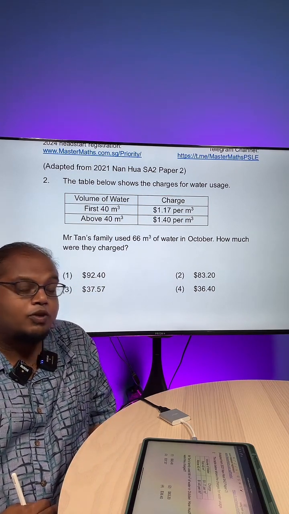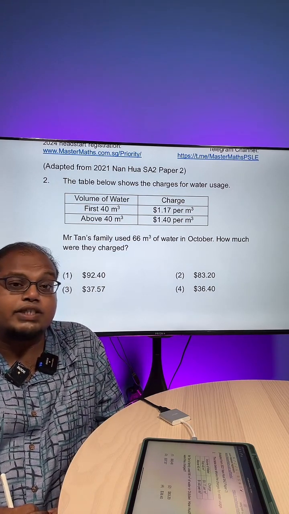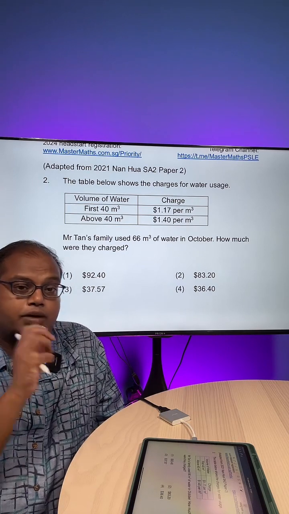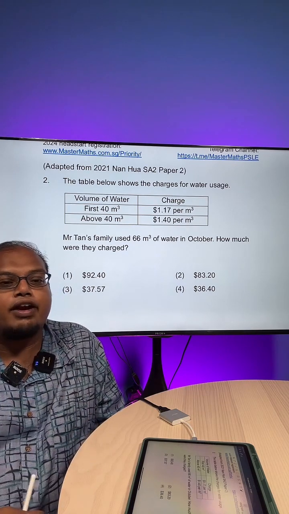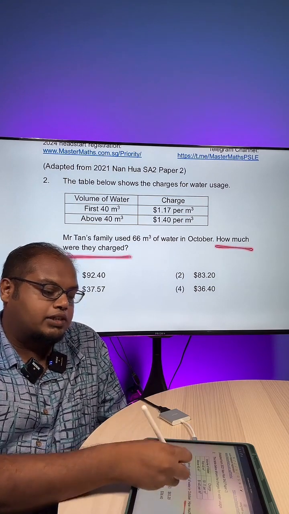Take note, you need to find the costs, how much they will charge. That's why you see all the options there have a dollar sign in front, because they're asking how much they were charged.